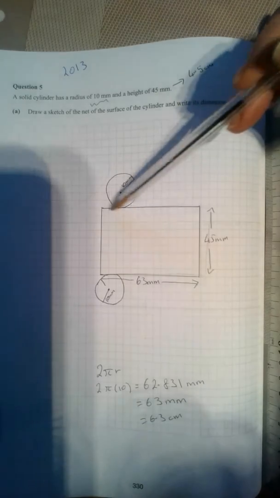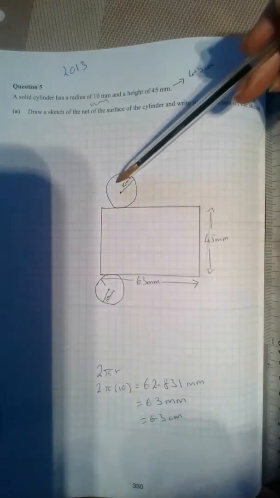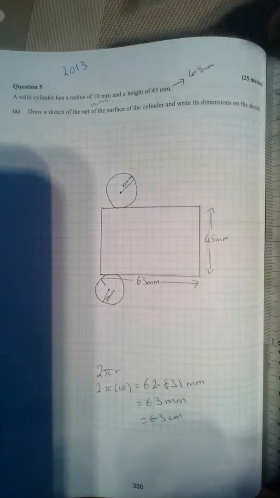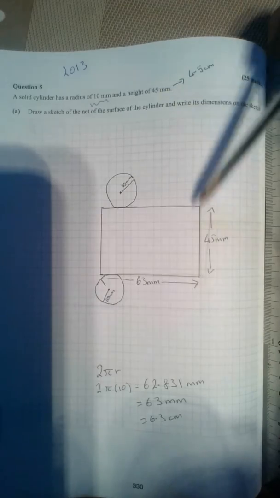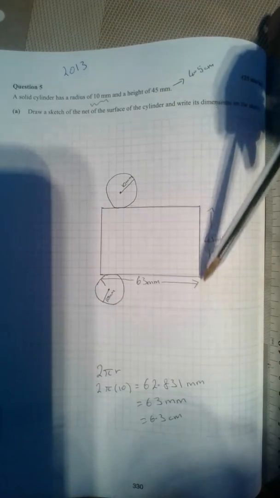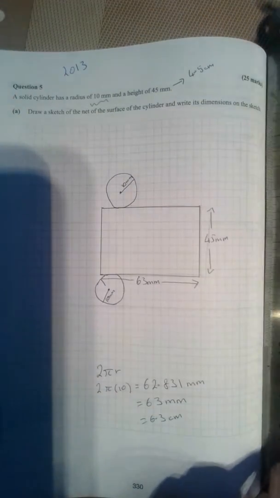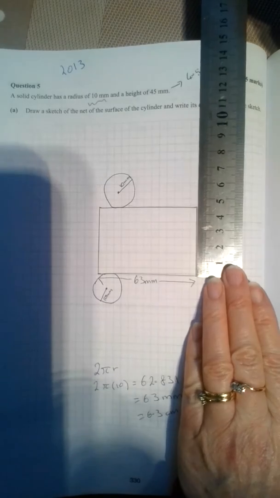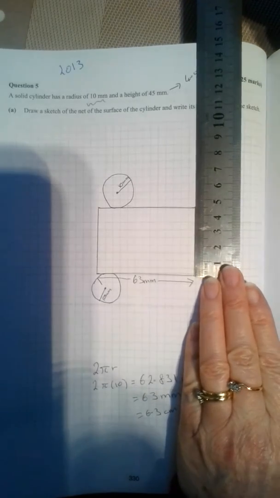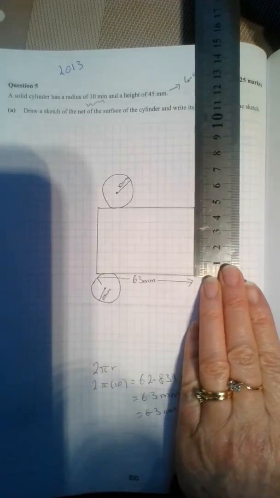So a cylinder is just basically a rectangle rolled over and a disc on the top and a disc on the bottom. So let's see how we draw it. Okay, so I know the height of it is 4.5 or 45 millimeters. So imagine that rolled over and that's the top and that's the bottom. So I get my ruler and I very accurately, because you will be marked on how accurate it is, mark in 45, I should say, millimeters.